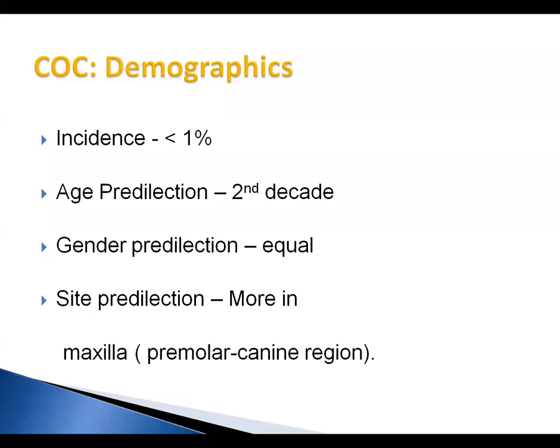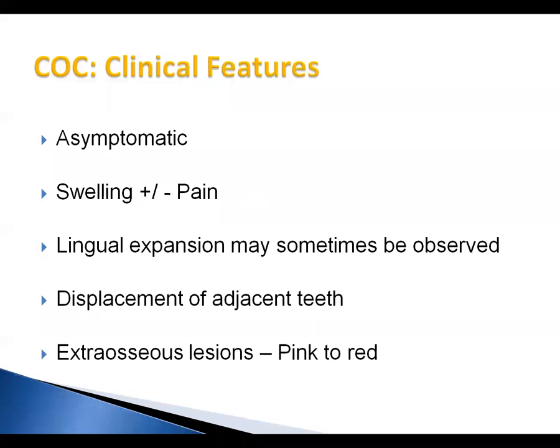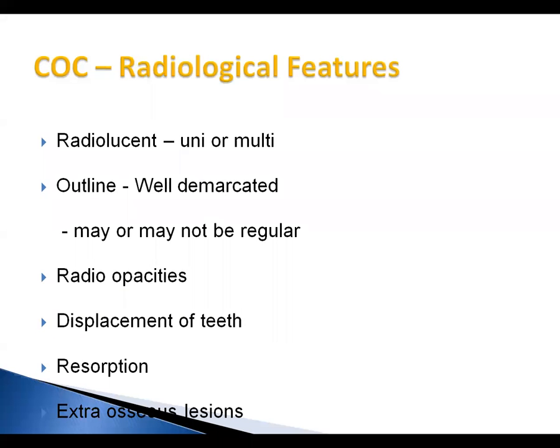Incidence is less than 1%. Age predilection is indicated, and gender predilection is equal. Side predilection is more in the maxilla, premolar and canine region. Clinical feature: asymptomatic swelling may or may not be present. Lingual expansion may sometimes be observed. Displacement of adjacent teeth, extraosseous lesions, pink to red, radiolucent.